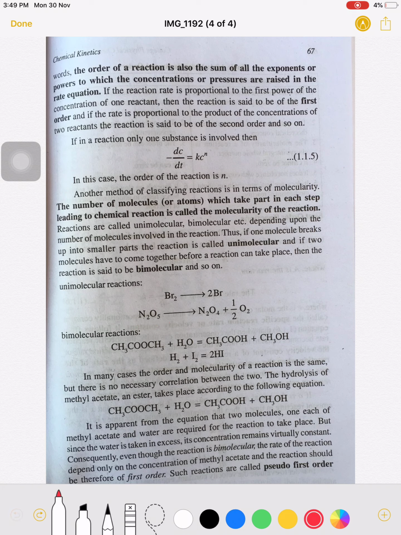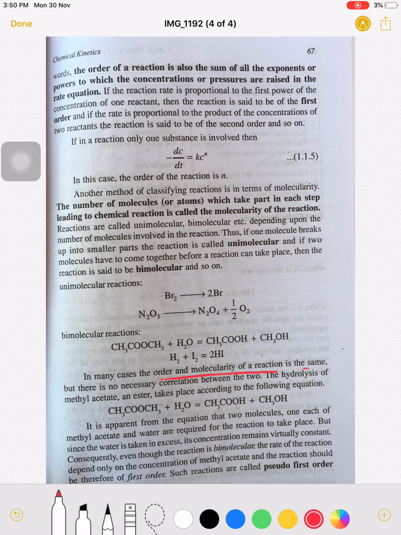In many cases, the order and molecularity of a reaction are the same. So in some cases, or in many cases, the order and molecularity of a reaction are the same, but there is no necessary correlation between the two. So there is no correlation between the order and molecularity.